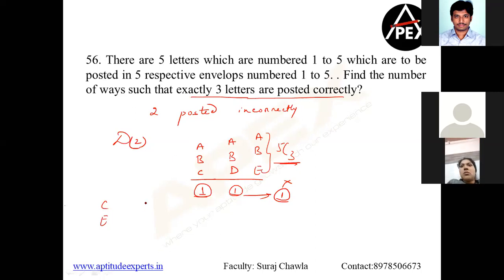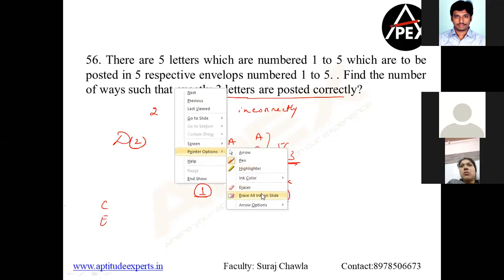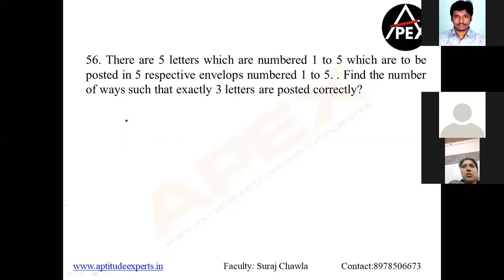Clear? If you're taking 5C2, then you cannot still take the wrong envelopes, right? And you have to rearrange them also, no? So de-arrangement of 2, the logic is quite simple, guys. De-arrangement of n numbers is determined by n factorial into 1 minus 1 by 1 factorial plus 1 by 2 factorial, and so on till 1 by n factorial. Clear? So de-arrangement of two objects.